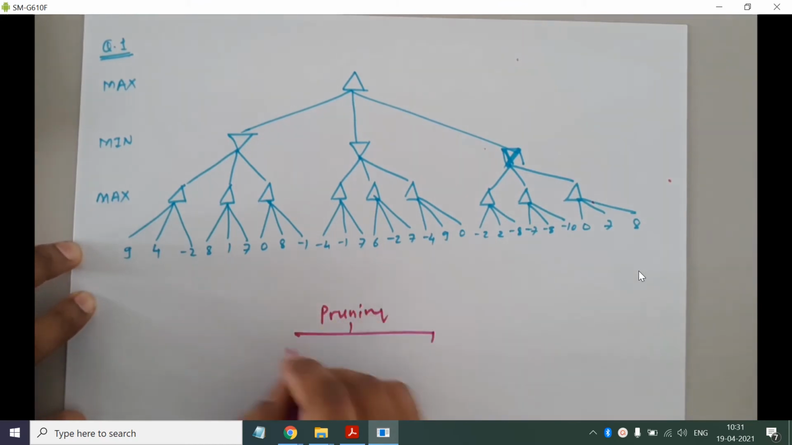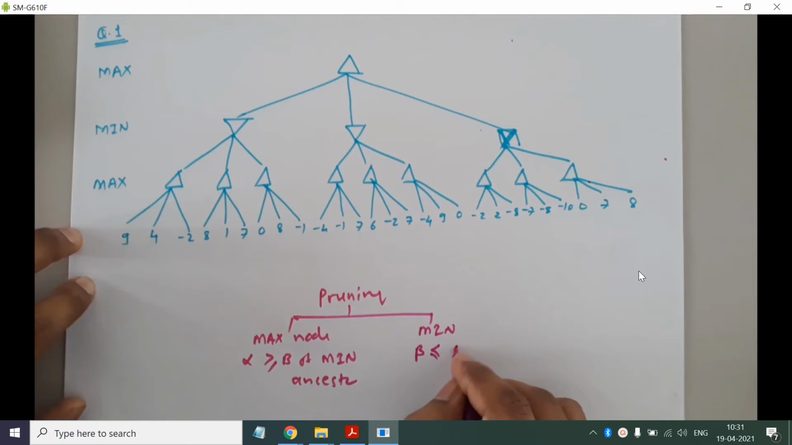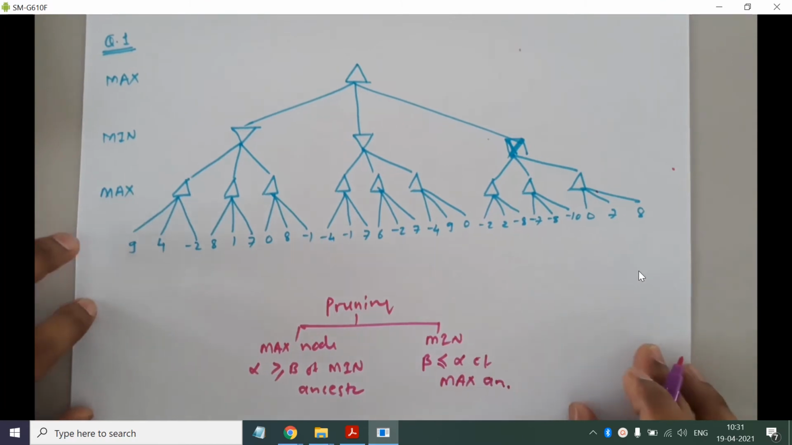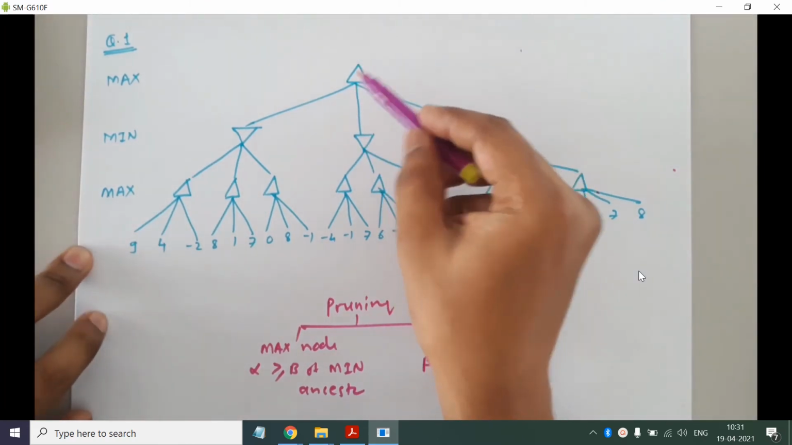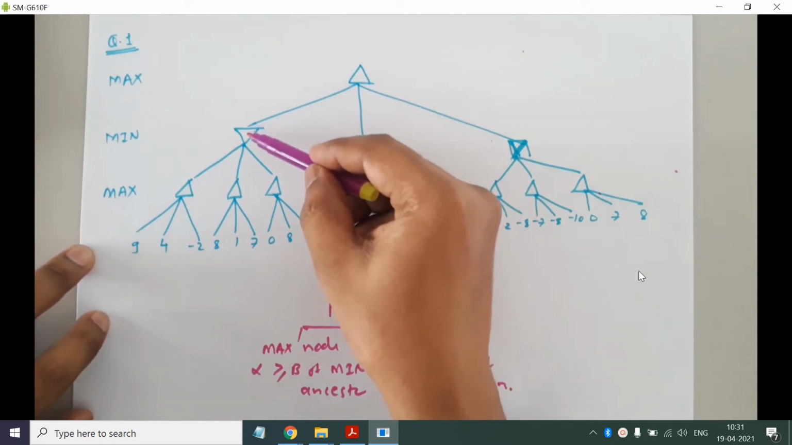Pruning will happen at a max node when alpha is greater than beta of the min ancestor. Okay, and at a min node when beta is less than alpha of the max ancestor. Okay, so we'll start with the first node. Okay, we'll go in a depth first search manner.